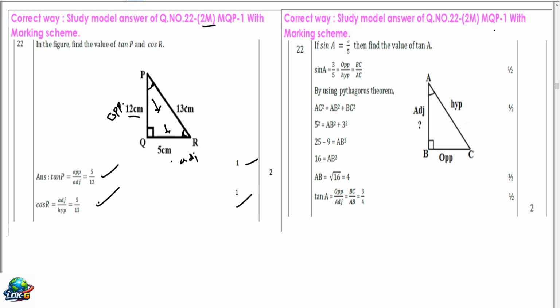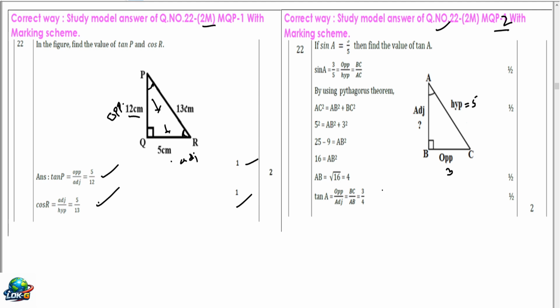And in model question number 1, another question appeared, 22nd question for 2 marks. Model question number 2. See, sin A is equal to 3 by 5. Then find the value of tan A. Sin A is opposite over hypotenuse. Opposite is 3. Are you getting me? Then hypotenuse will be 5.